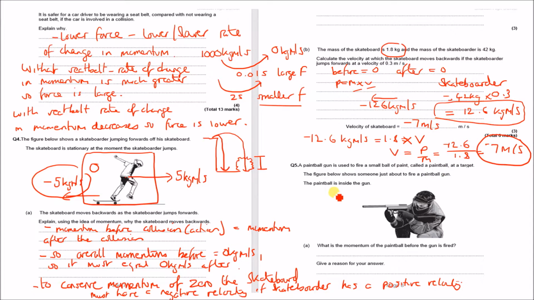Okay, a paintball gun is used to fire a small ball of paint called a paintball at a target. The figure below shows someone just about to fire a paintball gun. The paintball is inside the gun. What is the momentum of the paintball before the gun is fired? Well, if it's stationary, it has to be 0, but put a unit, meters per second. Okay, give a reason. As I've just said, it is stationary. Remember, anything that isn't moving cannot have a momentum.